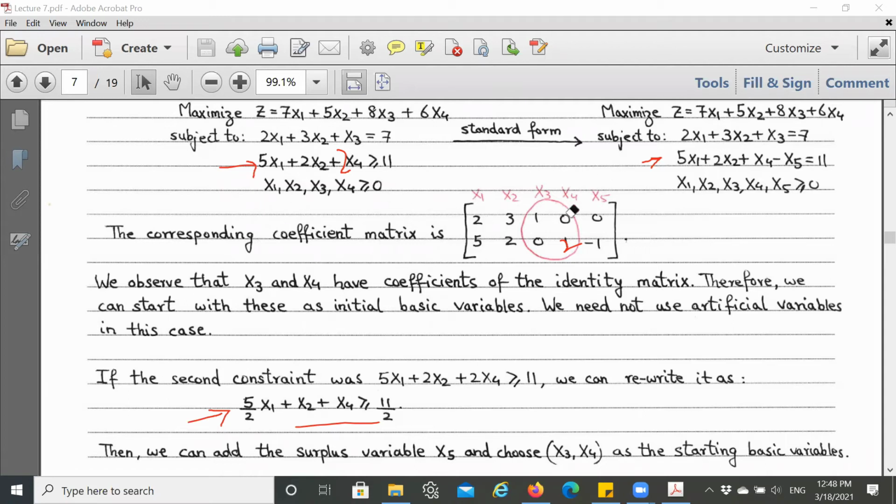So the first thing that you would do, once you have the standard form with everything in place, with the surplus and slack variables in place, is try to see whether you can reduce or obtain an identity matrix. If you can, then that means you have found your basic variables, and therefore you do not have to start off with A1 and A2 as your basic variables, okay?